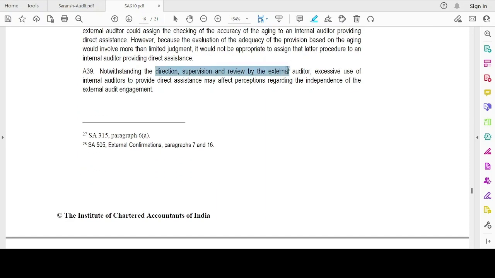Direction, supervision, and review by the external auditor. Excessive use of internal auditors to provide direct assistance may affect the perception regarding independence. If I use the entire work from the internal auditor rather than from my article assistants or my managers, then it is a complete waste. I should not be appointed, right? Because it is going to affect my independence.